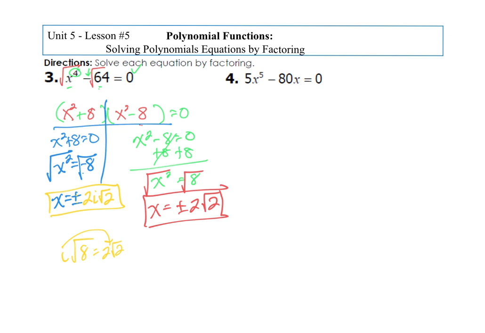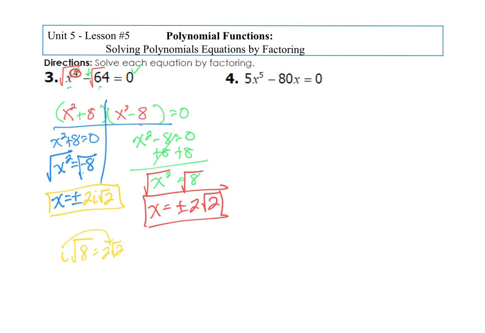Now I want to point out that this started off as a 4th degree polynomial. Remember that the highest exponent in the polynomial tells you at most how many answers you can get. So at most we could have 4, and we do have 4 answers here. Plus or minus 2i square root 2 is 2 answers. Plus or minus 2 square root 2 is another 2. So we did get 4 answers there.